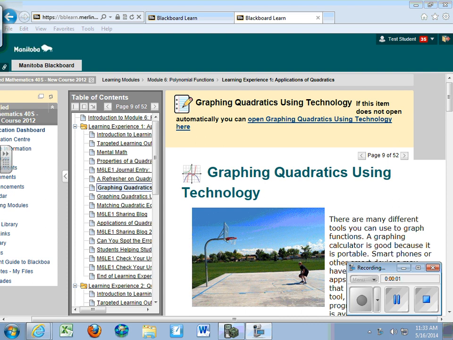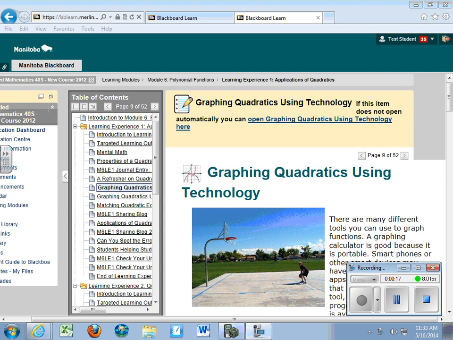Okay, so I've been getting several requests, or I guess comments, on the fact that WinPlot doesn't work. So I'm going to do a couple of demonstrations on how to use the graphing calculator. Some people haven't used the graphing calculator before.